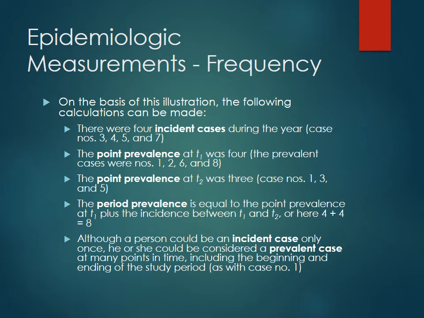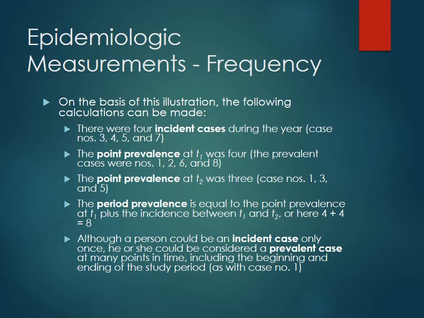The point prevalence at T1 would be all the people at the very beginning of the study period who had the condition you were looking for. In that case, the prevalent cases would be 1, 2, 6, and 8. You're just taking a single point in time. We're taking T1 and saying who has the condition at that point. So there are four point prevalent cases. And looking at T2, the end of the study period, the point prevalence was 3, cases 1, 3, and 5, because those people still had the condition, had not either recovered or succumbed to it.